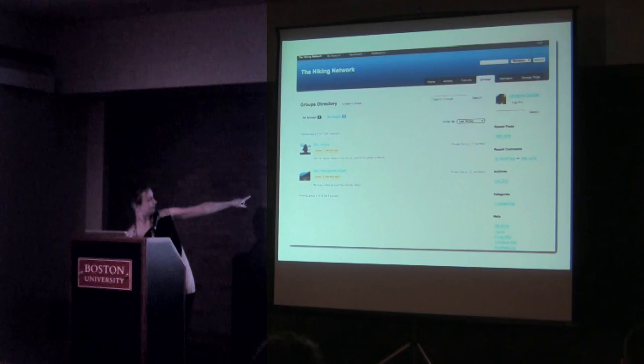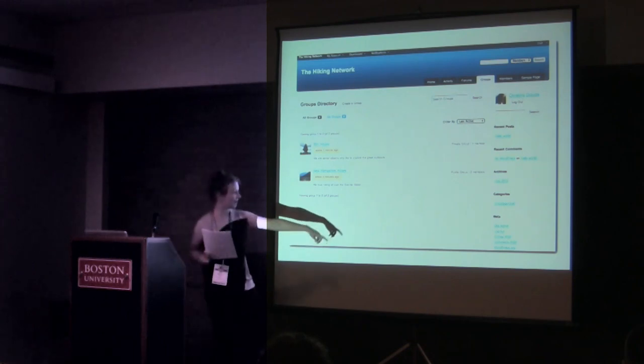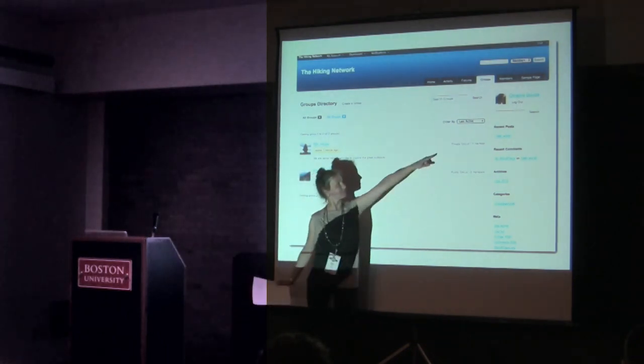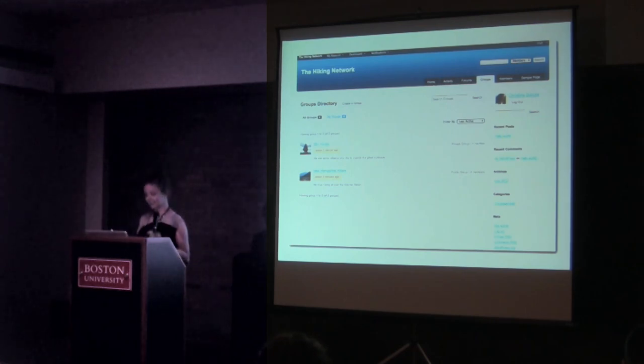There's my New Hampshire hikers group, and there's a group of 65 plus hikers. So someone could, in theory, be a member of both groups. They could be in the 65 plus group and also the New Hampshire hikers group. And as you can see over here, it shows this is a public group, this is a private group. It shows how many people are in the group, so you can see at a glance.